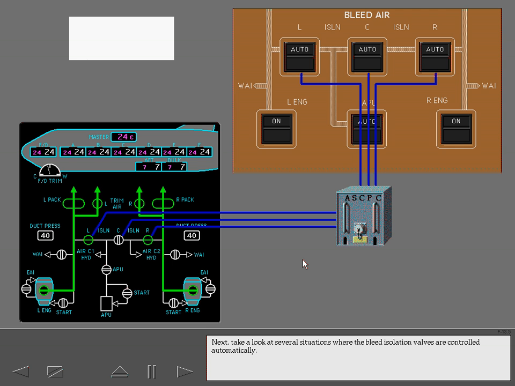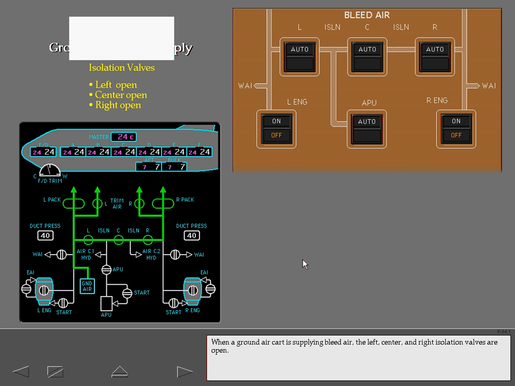Next, take a look at several situations where the bleed isolation valves are controlled automatically. When a ground air cart is supplying bleed air, the left, center, and right isolation valves are open. If the APU is supplying bleed air with the engines off, all three isolation valves are open. During left engine start, the right isolation valve closes and the left and center isolation valves open.